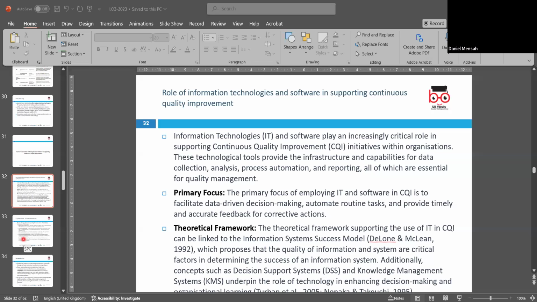Okay, automation of routine tasks. This is another benefit of the use of IT and software. You can use different kinds of software which can automate your repetitive tasks, improve efficiency, and free up resources for higher value activities.